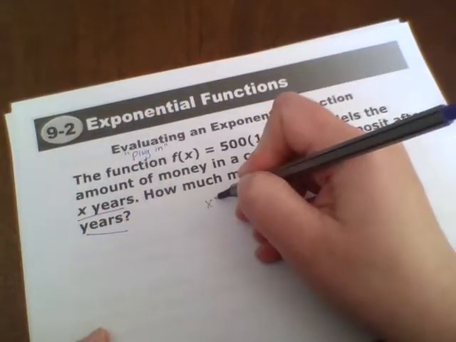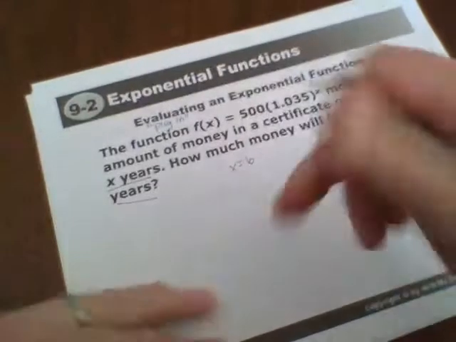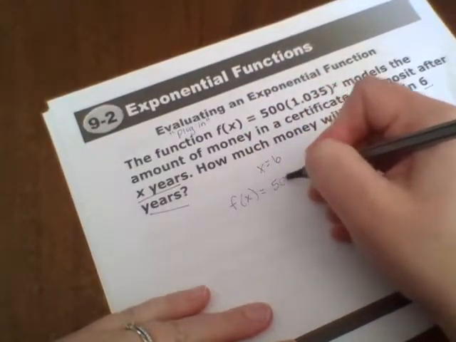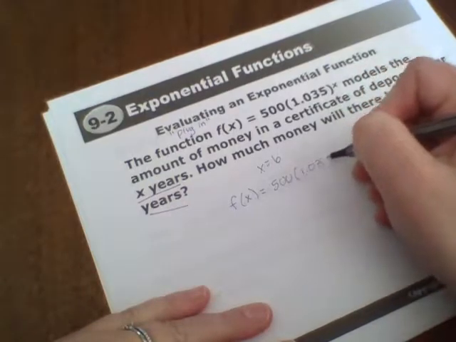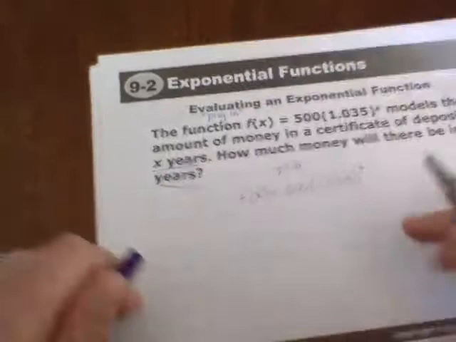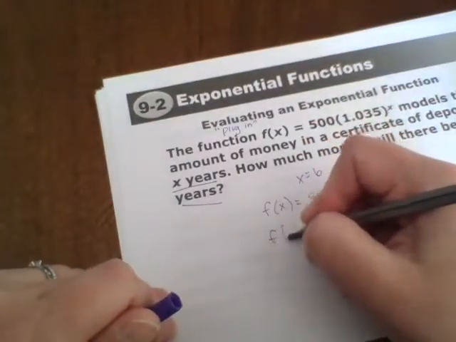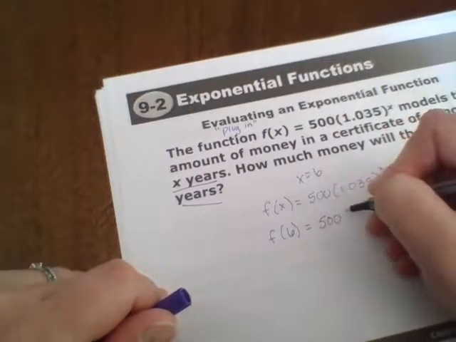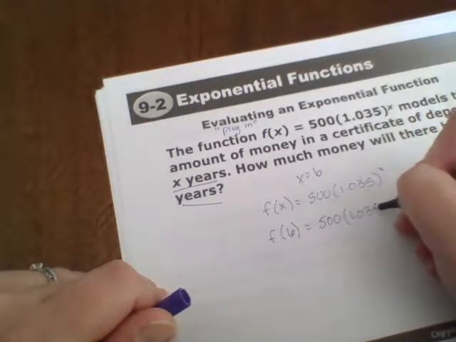So we now know that x equals 6, and we're going to plug it into the function that they give us of f of x equals 500 times 1.035 to the x. So again, that little x there is going to become 6. So we're technically taking the function at 6. And so we'll take 500 times 1.035, raise that to the 6th power.